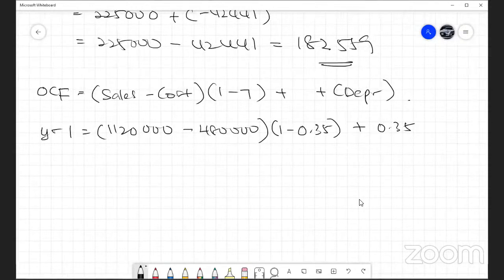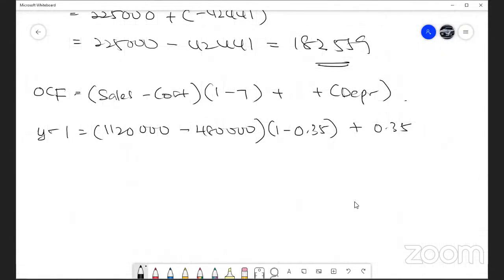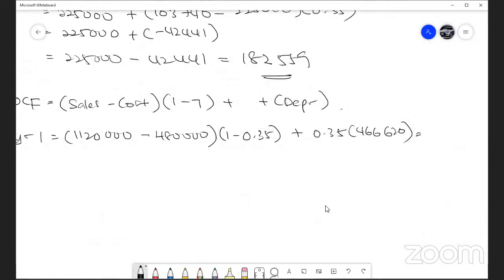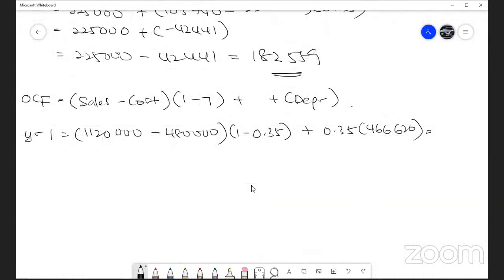The new depreciation. So just now you calculated the first one is 466,620. Find out what is your OCF. Year 1 OCF is how much? Do for year 2, same thing here, plus 0.35. Okay, 622,300.